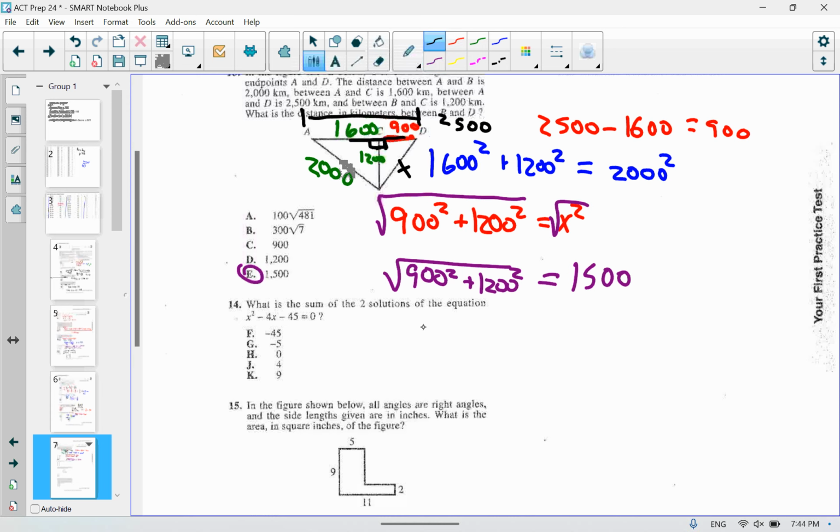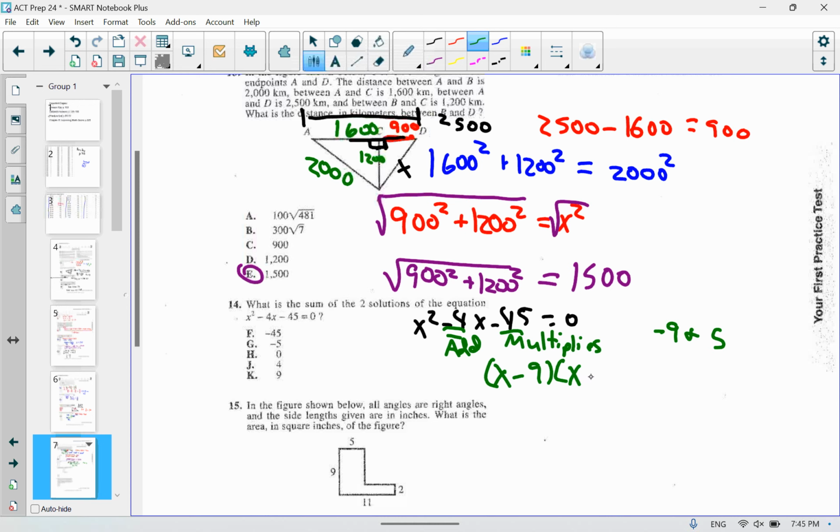Here, it's just a simple factoring problem. I have x squared minus 4x minus 45. I have a nice trinomial. So I'm looking for what multiplies to give me negative 45 that adds to give me negative 4. Naturally, that would be negative 9 and 5. So x minus 9 and x plus 5 are my factors.